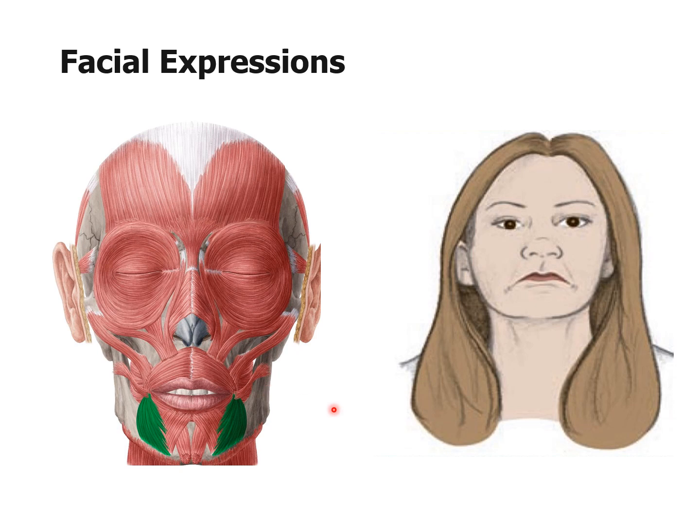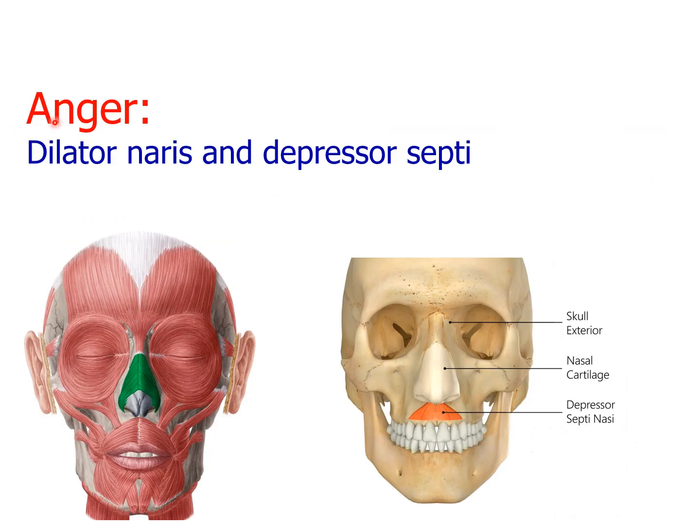Finally, the expression of sadness on the face is a function of the depressor anguli oris, which pulls the angles of the mouth and the lower lip downwards, demonstrating sadness and grief. The expression of anger involves contraction of the dilator nares, which is part of the nasalis muscle surrounding the alae of the nose, and the depressor septi, which is located beneath the tip of the nose.